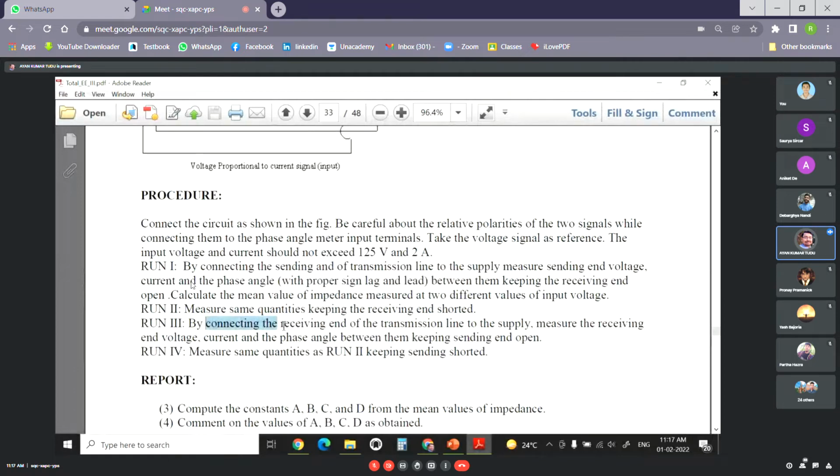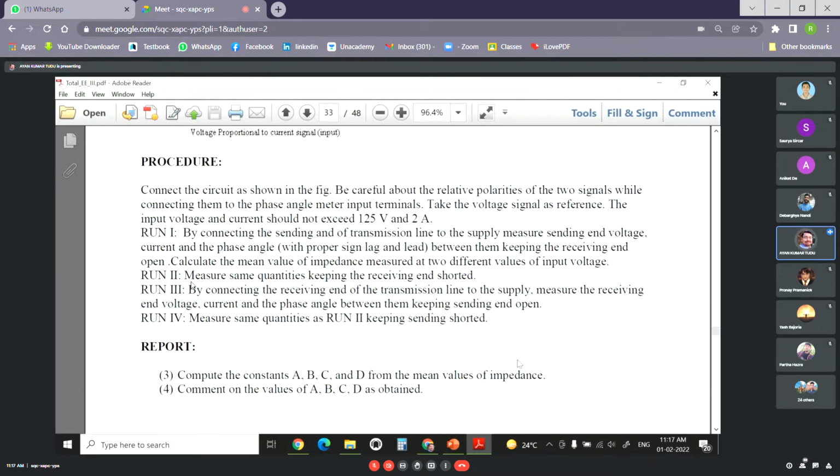We're connecting the receiving end of the transmission line to the supply, and we're measuring the receiving end voltage, current, and phase angle between them, keeping the sending end open. The second case will be keeping the sending end shorted. We'll compute the ABCD parameters from the mean value of the impedances, and we can comment on the values of the ABCD as obtained. We'll be seeing what values are coming.